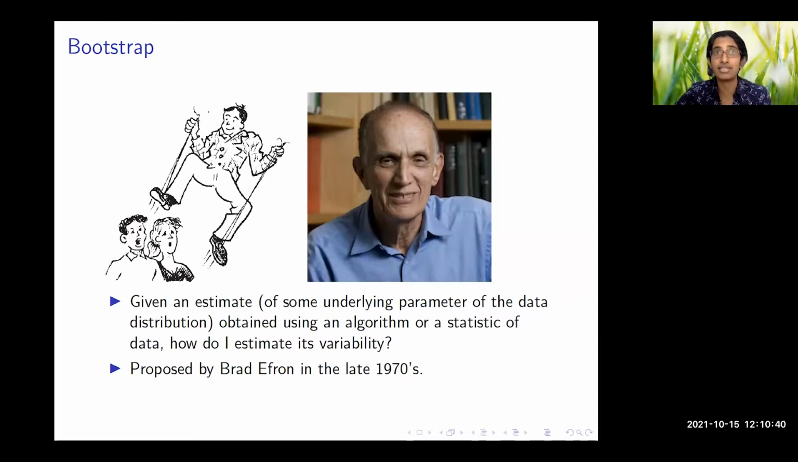Let's say you want to estimate the median, and you are basically just doing the sample median and you're giving me a number, that's a point estimate. I want to give some notion of variability around it. And this was proposed by Brad Efron in the late 1970s.